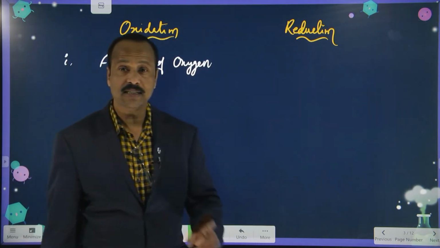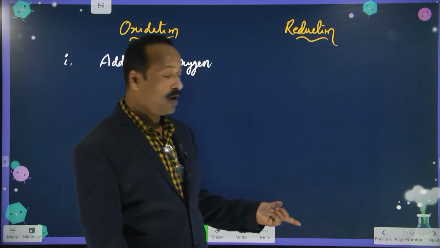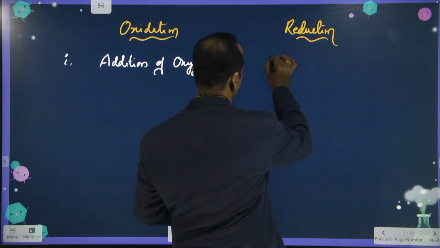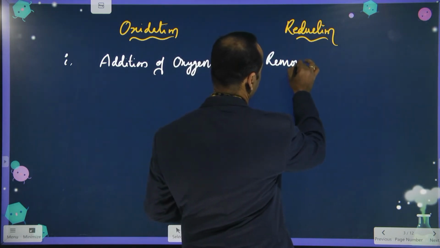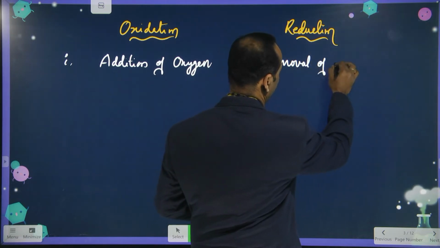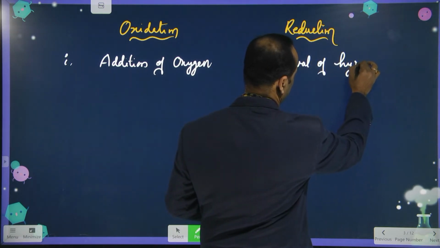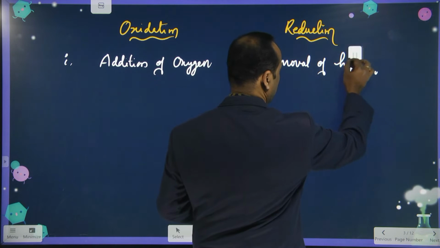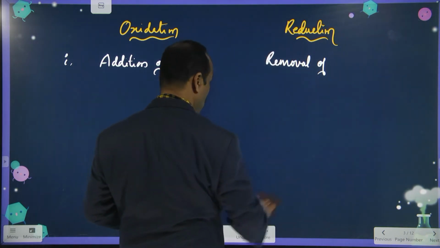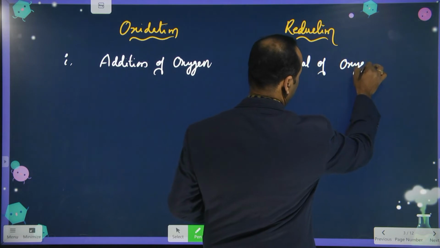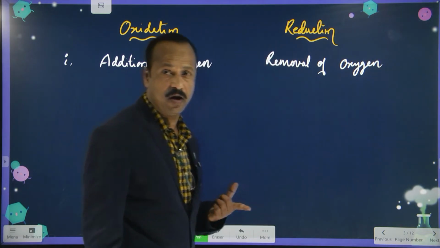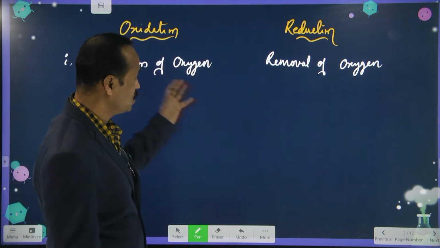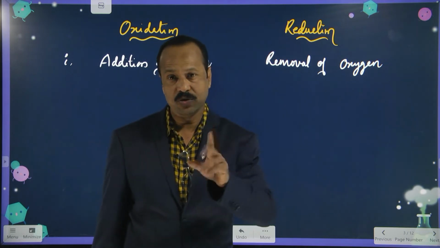Now reduction is exactly opposite to oxidation. So what can we write? A reaction in which removal of oxygen takes place. Removal of oxygen from a given compound is called reduction. Addition of oxygen to a given compound is called oxidation. Removal of oxygen from a given compound is called reduction.